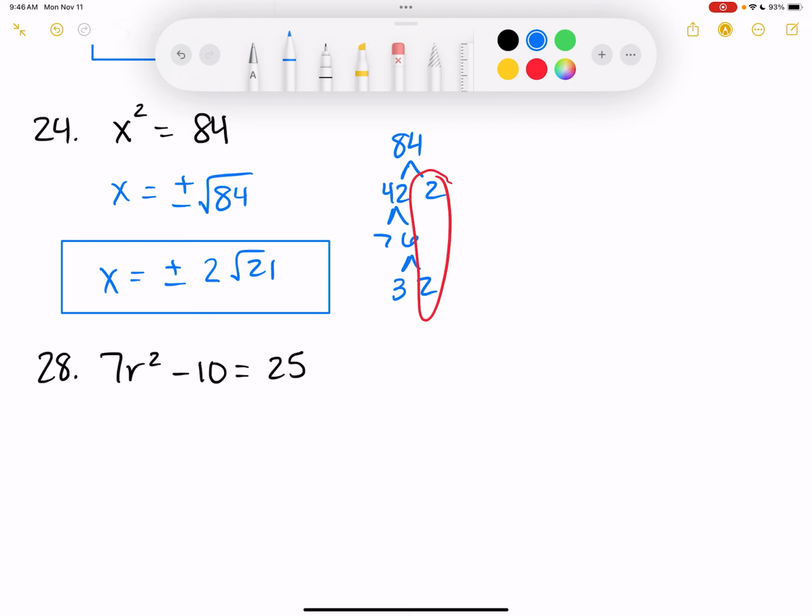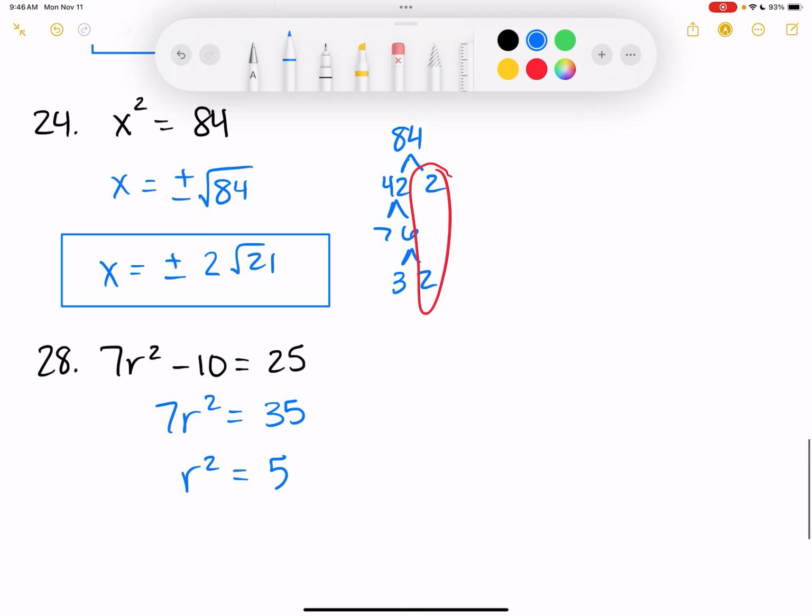I need to get the r squared piece by itself. How do I do that? Add 10. So 7r squared equals 35. Now what? Divide by 7. R squared equals 5. Now what? R equals plus or minus 5. No, the square root of 5. R equals plus or minus the square root of 5.